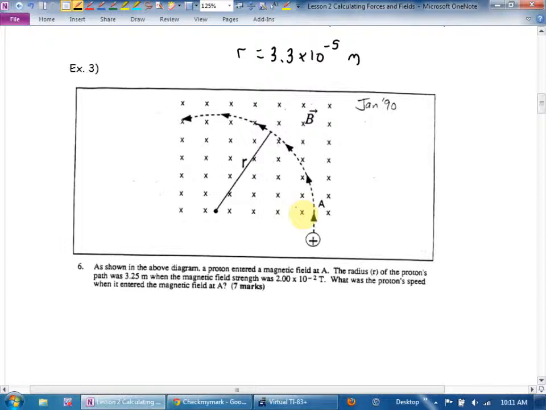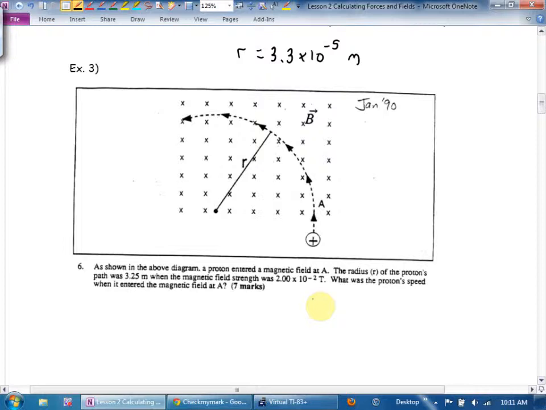Extend your fingers. So as shown in the above diagram, a proton entered a magnetic field at A. This was a 7-mark written question, by the way, and it does show up occasionally. It's straight cross-multiplying if you understand the concept. It's about the easiest 7 marks mathematically that will ever show up on the provincial exam. The radius R is that, when the magnetic field strength was that.